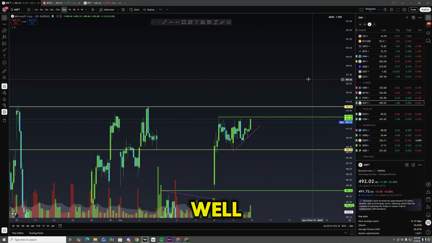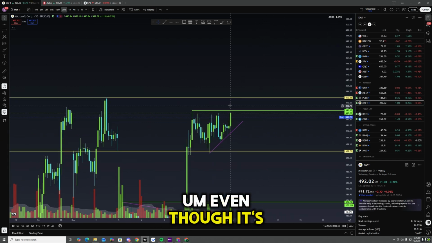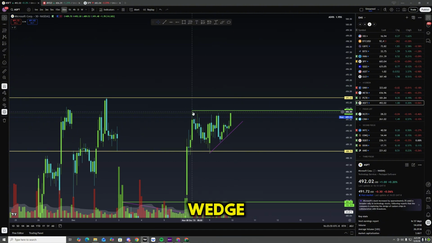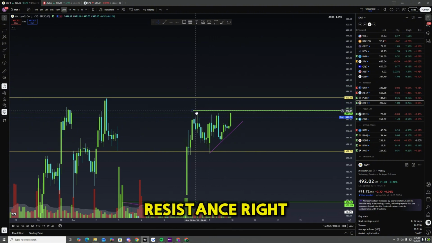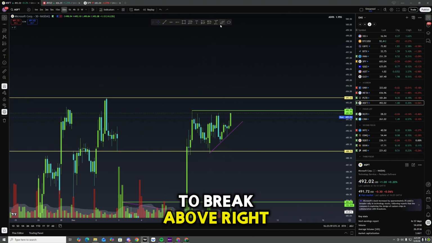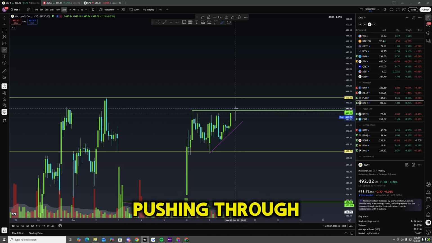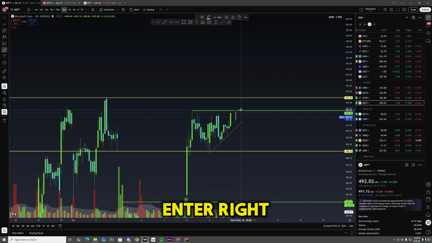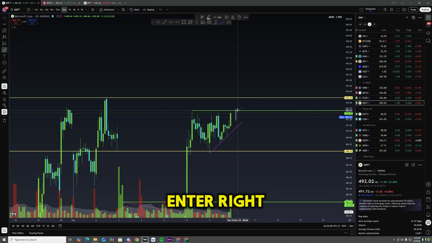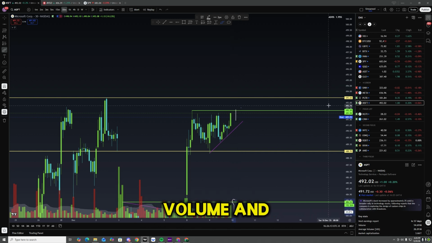And for Microsoft as well, even though it's not specifically a wedge, we have this clean resistance that we have failed to break above, right? So if we do break above, let's say we open up here and then we start pushing through, this is when we enter, right? This is when we enter right here, when we start breaking through again with higher volume.